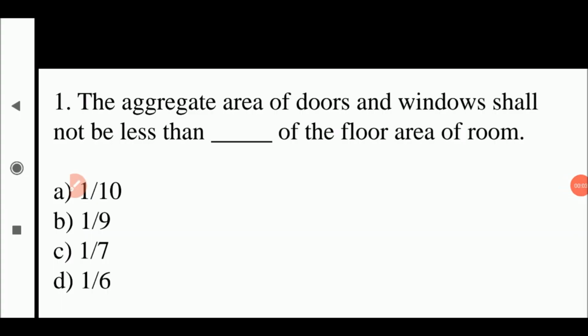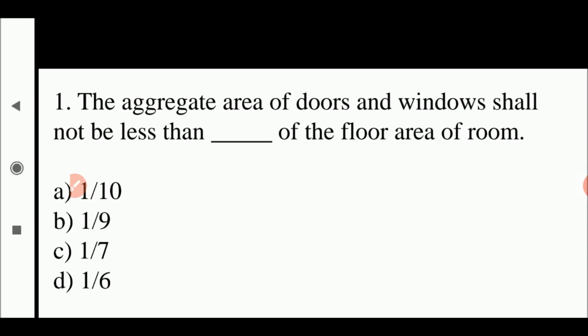Hello dear students, in this video lecture we are going to discuss some objectives of building planning and drawing. So let's start. The aggregate area of doors and windows shall not be less than dash dash of floor area of room. Option first is 1/10, second 1/9, third 1/7 and fourth one 1/6.